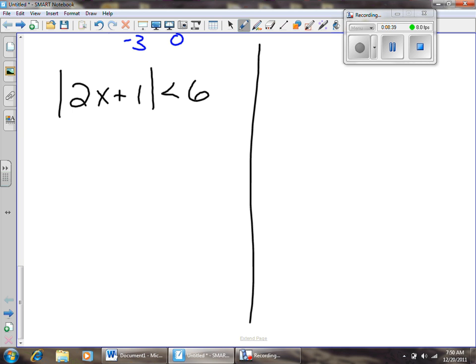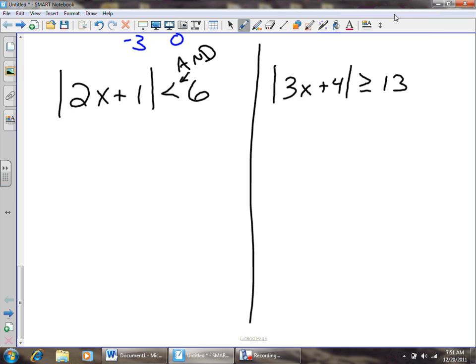All right, how do we do a problem that looks like this? Or a problem that looks like this? Okay, these are the problems that have two parts. This is an AND problem. How do I know? Because less than. This is an OR problem because of greater than. Greater than. This was less than, right?